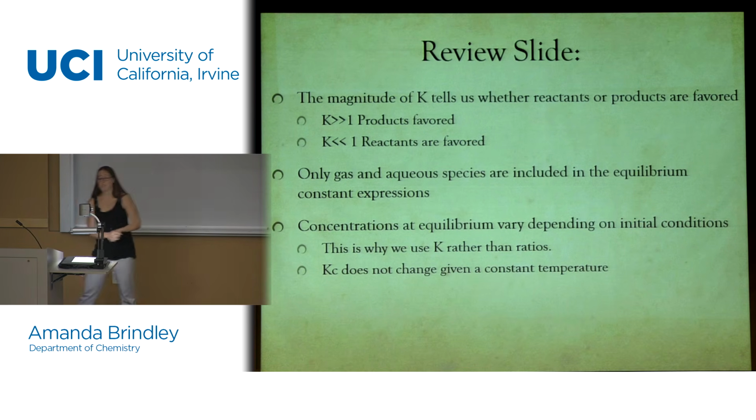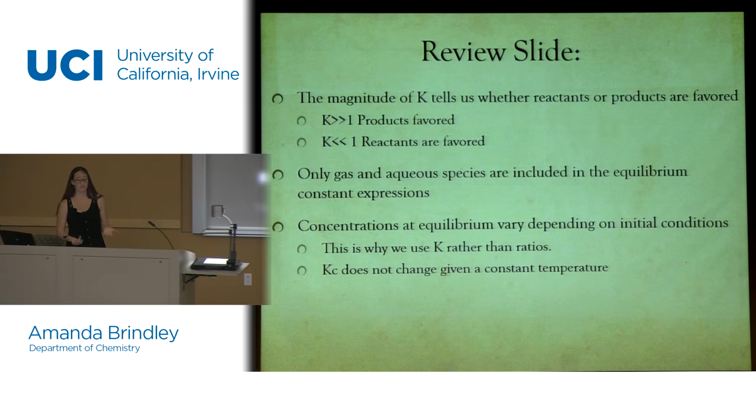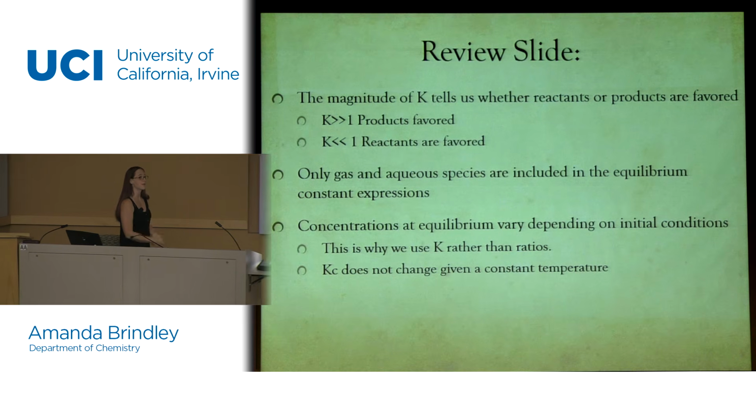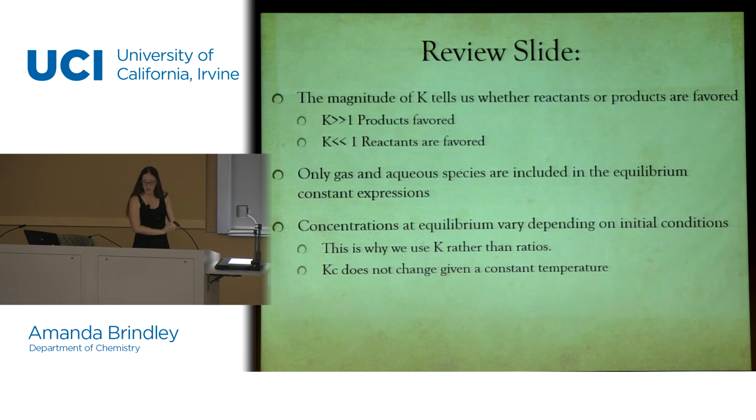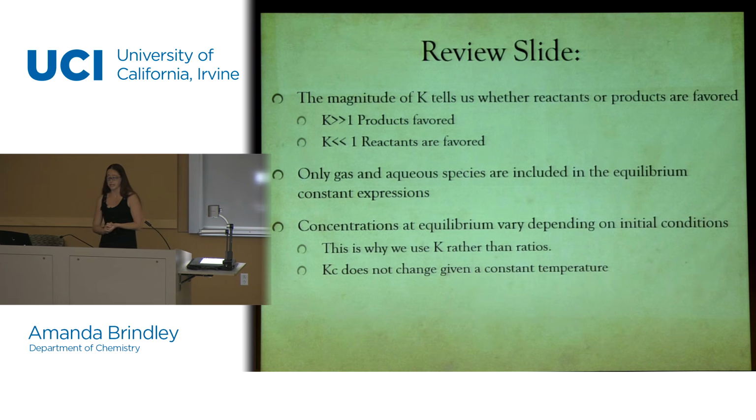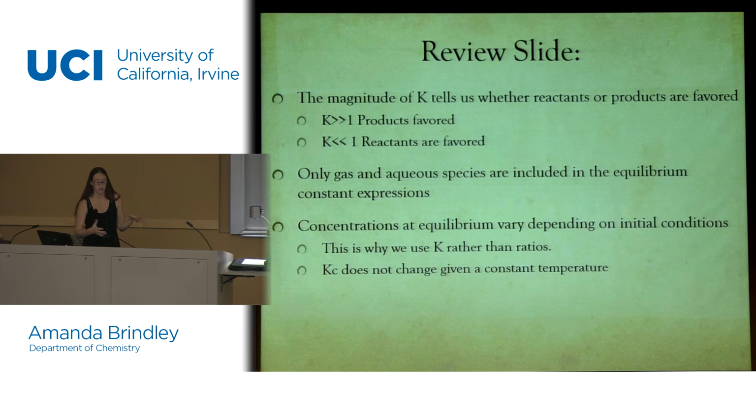Denominator, right? Since it's products over reactants, that means that your reactants are favored. If it's about 1, then they're about equal. Then you have about the same amount of products and reactants. Only our gas and aqueous species are included in our equilibrium constant expressions, and we're going to talk about that a little bit more in a minute, but for right now we just know that that's true.